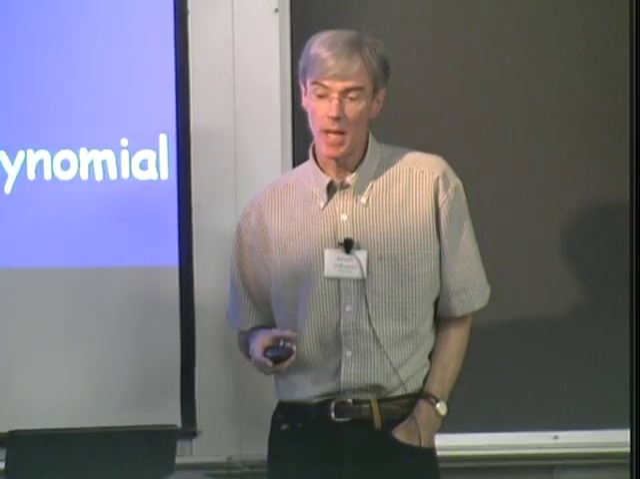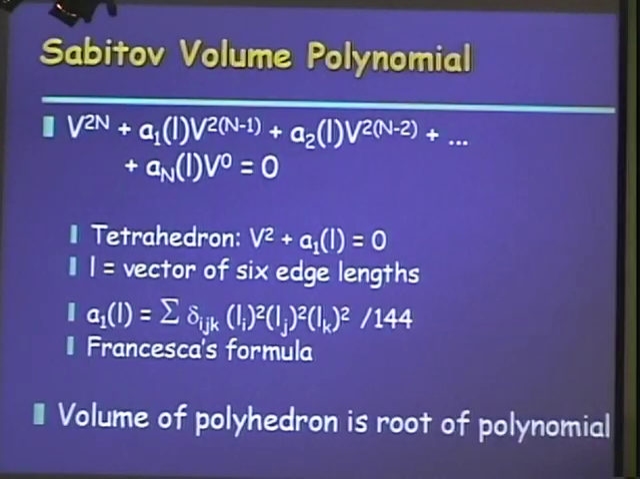So here's Sabitov's volume polynomial. V is the volume of a polyhedron, and L is a vector of edge lengths, and N is, I think, the number of vertices. I may be wrong on that, but it's certainly linearly related to the number of vertices.